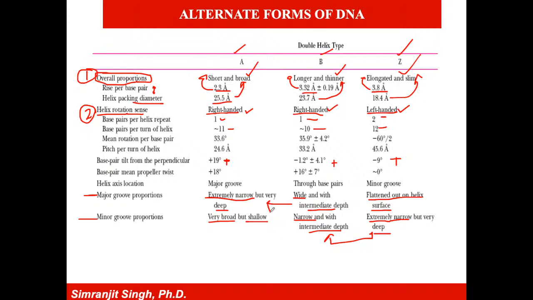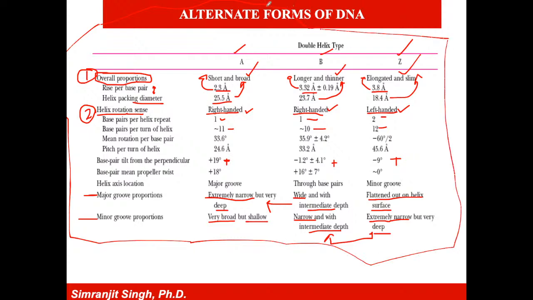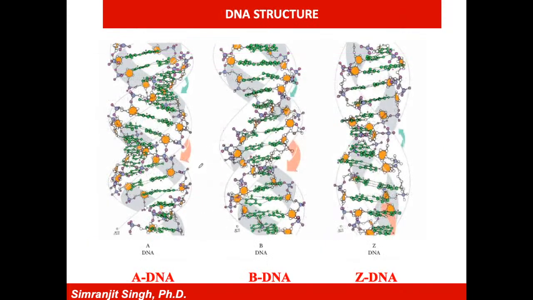So whenever there is any subjective exam or objective exam, or you have the NET exam or GATE exam coming up, this table really explains each part of your A DNA, B DNA and Z DNA. So make sure you go through it, understand each term, what they are, with the help of diagrams and what their meaning is.